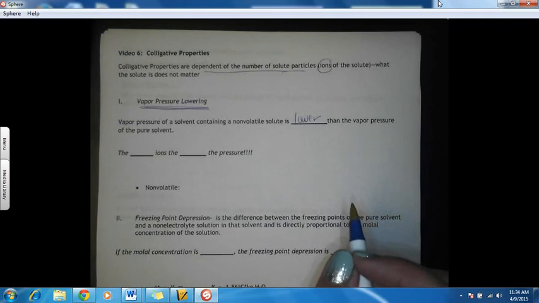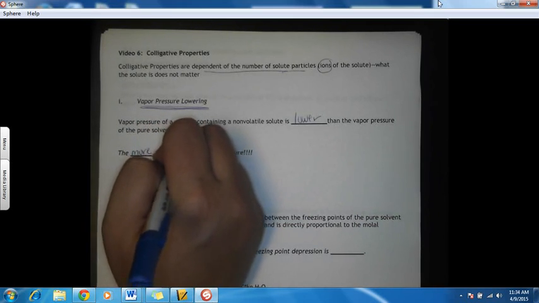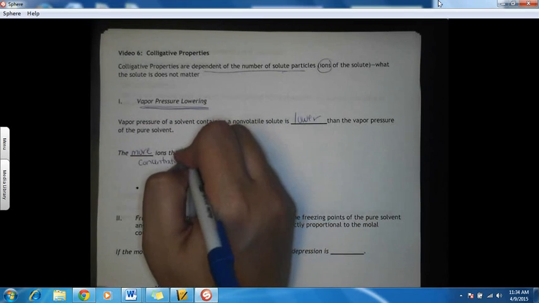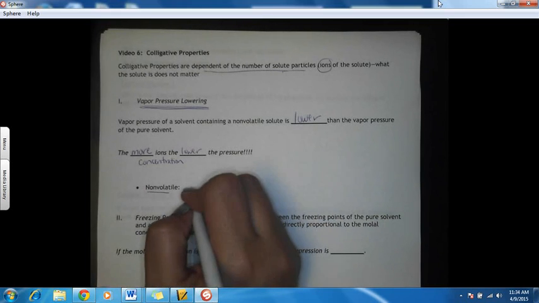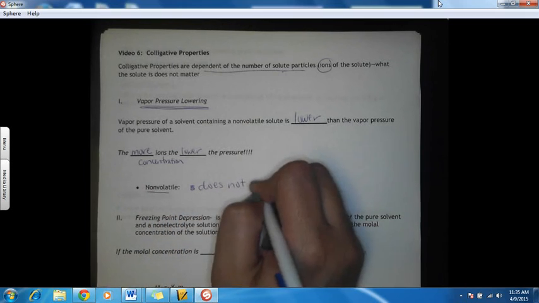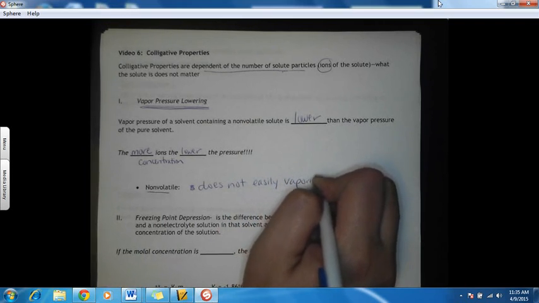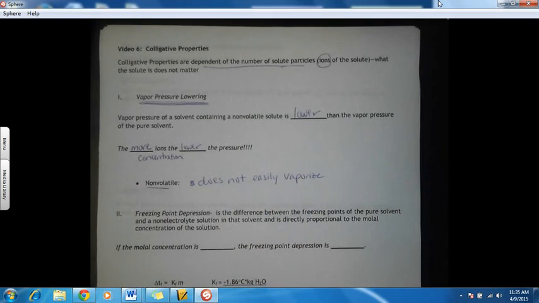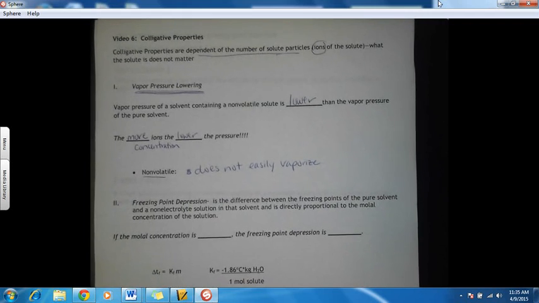When you take AP chemistry, we'll talk more about vapor pressure. But for this class, just know that the more ions you have, or the higher the concentration, the lower the pressure is. And this term non-volatile means that the solvent does not easily vaporize. It takes a good bit of energy to vaporize it, but when you add the solute to it, that lowers how much energy it takes to do that.